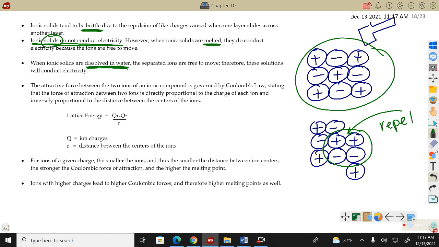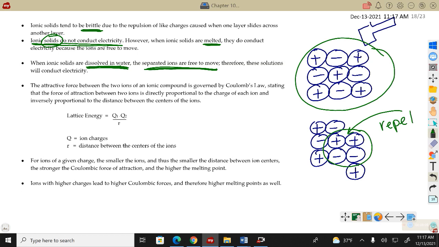And if I can melt the ionic solid and I can separate those ions, now when melted they can conduct. Or when dissolved in water. That's what we looked at earlier in the year, that when we dissolve an ionic in water, those ions dissociate. When dissociated, those separated ions are now free to move. We call them electrolytes, solutions that contain charged ions.